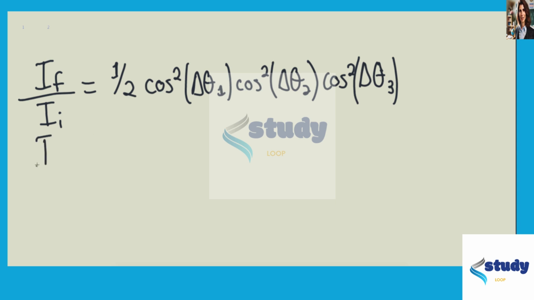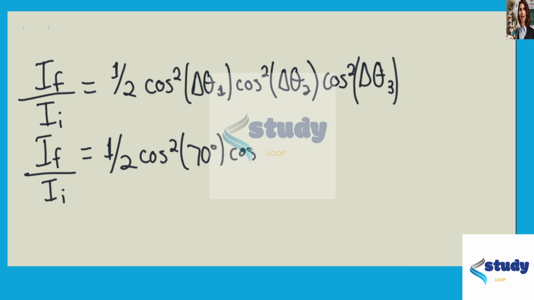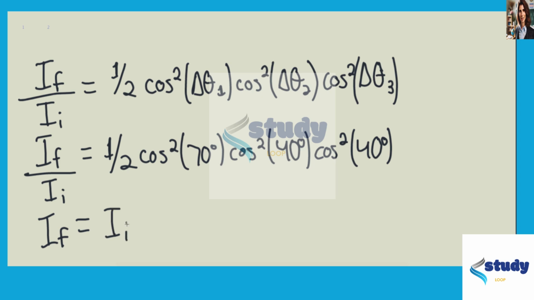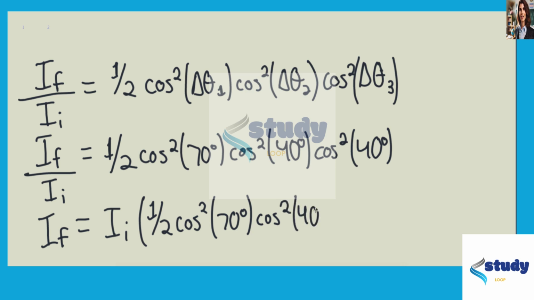And we can solve. So I final divided by I initial would be equal to 1/2 times cosine squared of 70 degrees, cosine squared of 40 degrees, and again cosine squared of 40 degrees. Essentially, we can say that I final would then be equal to I initial times, again, 1/2 cosine squared of 70 degrees, cosine squared of 40 degrees, cosine squared of 40 degrees.